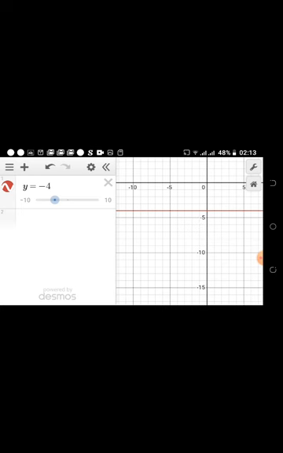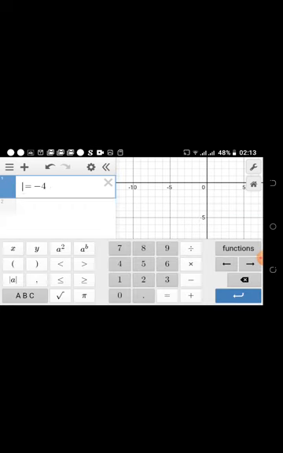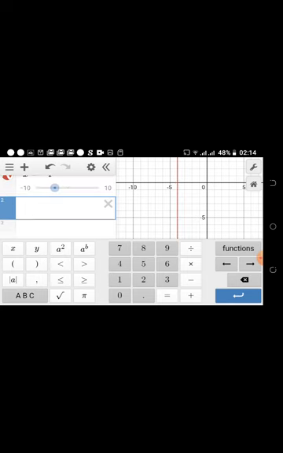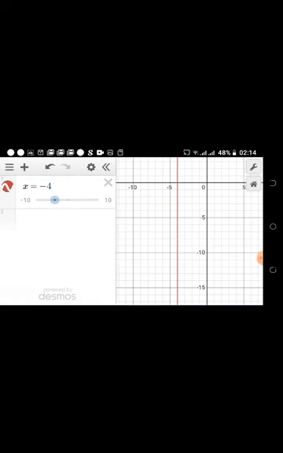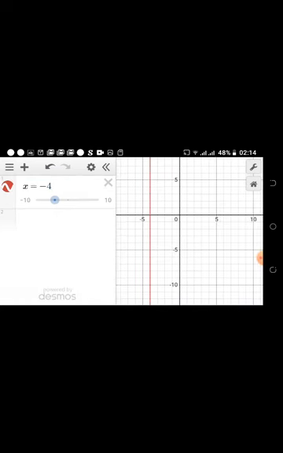Let's see whether we can have the same thing for x. What if we change this y to x? Whenever we have a graph of x equal to an ordinary number, the answer that we are going to get is going to be a line. The line that will be drawn will be parallel to the y-axis. In other words, x equal to any ordinary number will give us a line.